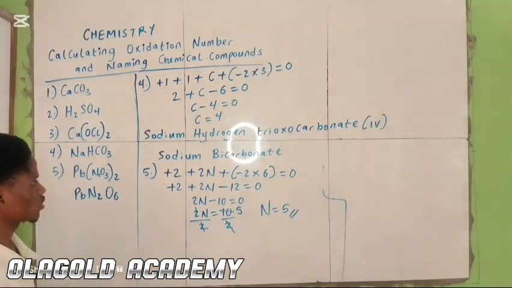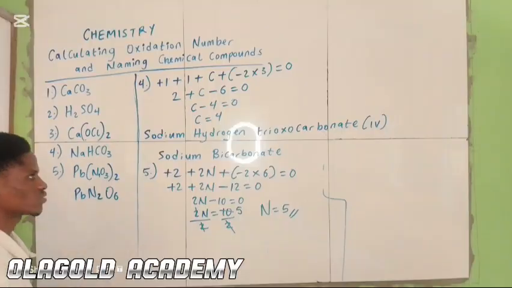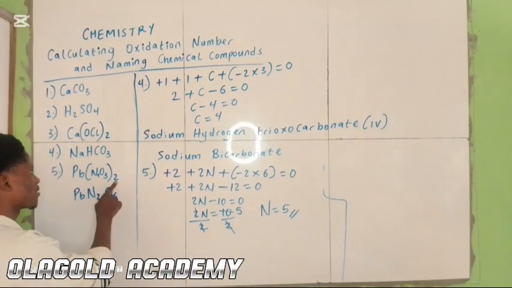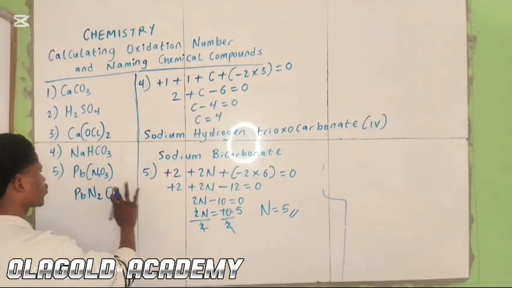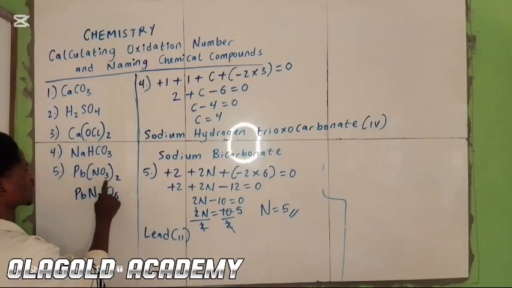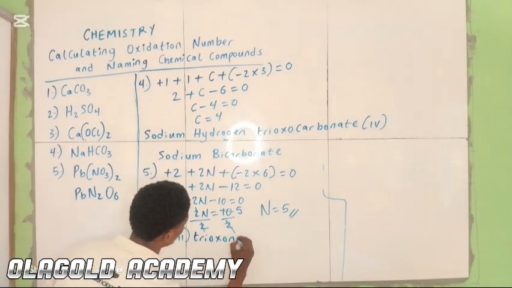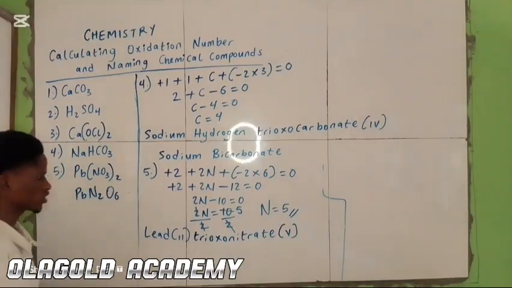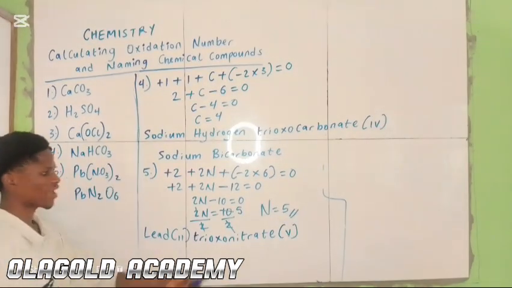To name this kind of compound, it becomes lead(II) because lead has another oxidation number, which is 3. To signify the lead that you are making use of here, put the 2 here, which is lead(II). If I had 3 here, I would write lead(III), but since I have 2 here, I write lead(II) trioxonitrate(V). What do I have here? 5. So this is lead(II) trioxonitrate(V).